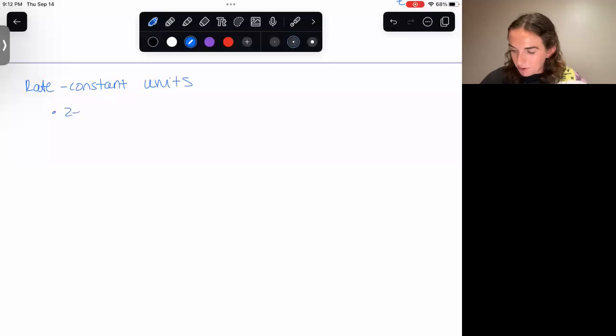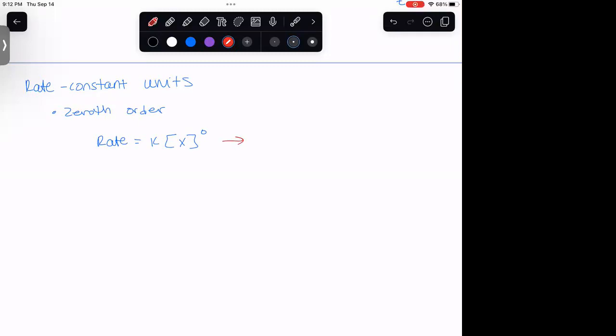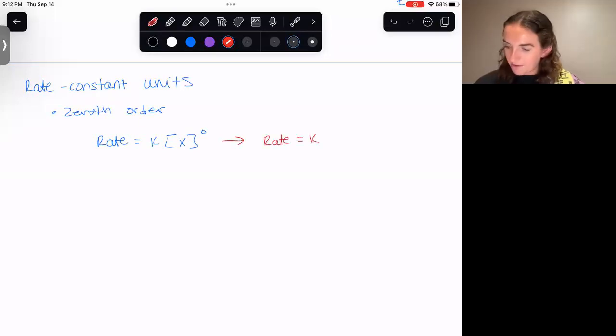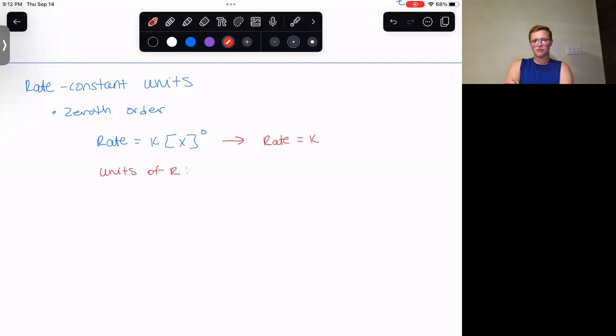Alrighty, so let's talk about zero order. If we had a rate law that was zero order, we would have rate is equal to k times x to the 0. So what does that actually look like for our rate law? Just r equals k. We're just going to say that rate is equal to k. So what should our units of r be? Molarity over seconds, correct? Yep.